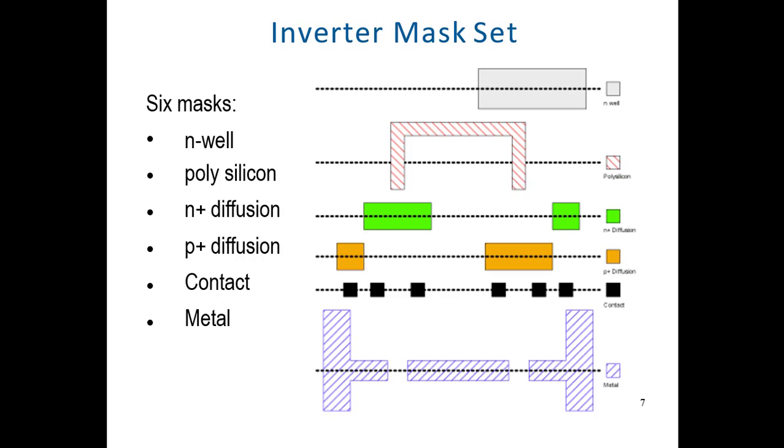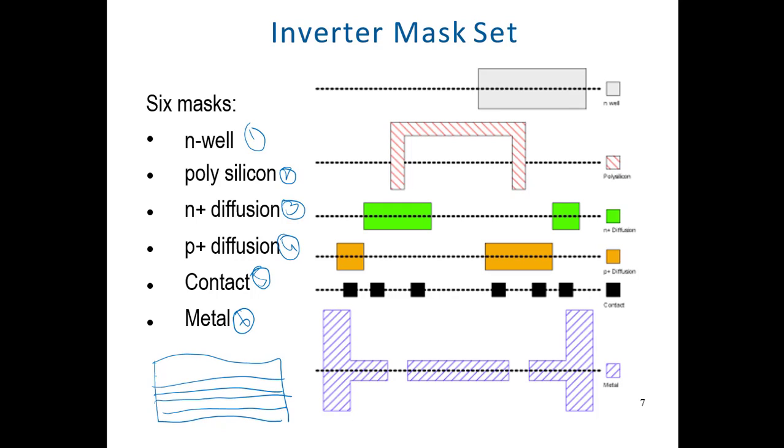Here we have a more detailed step-by-step process of the different kinds of masks. We have the mask for N-well, the mask for polysilicon, for N plus diffusion, for P plus diffusion, for contacts, and for metal. Basically you have different kinds of layers in your IC. You can consider it like a multi-story building. This is one layer, second layer, third layer, and so on. So things are developed in layers.